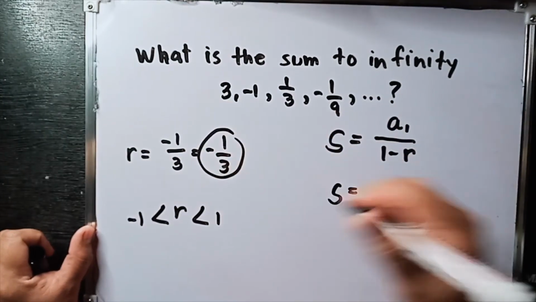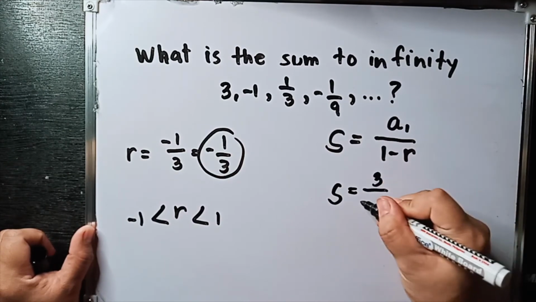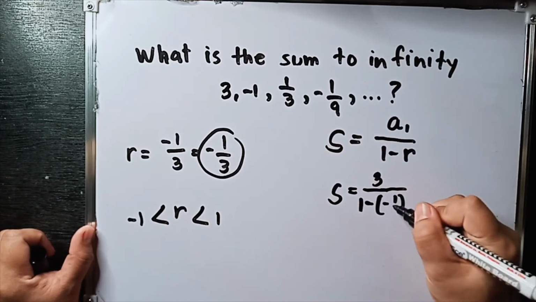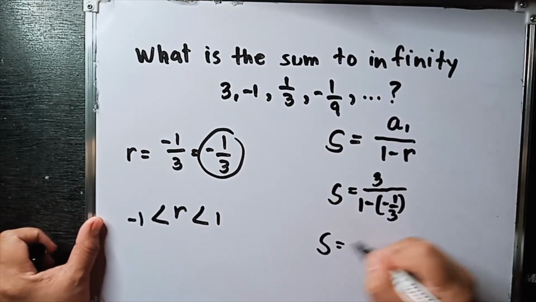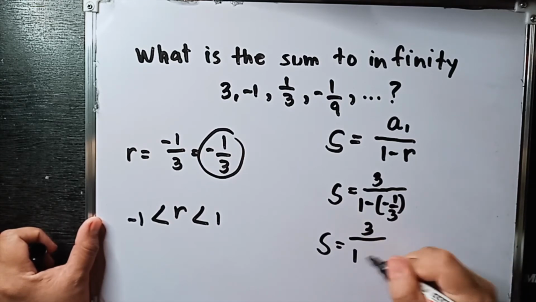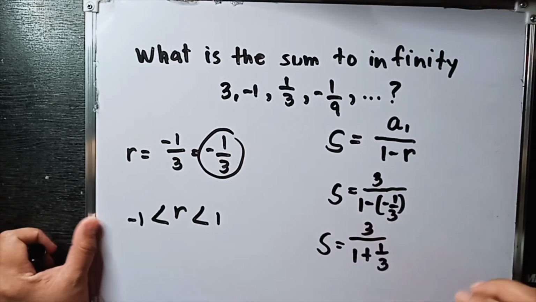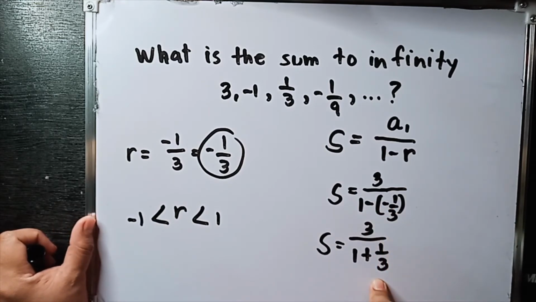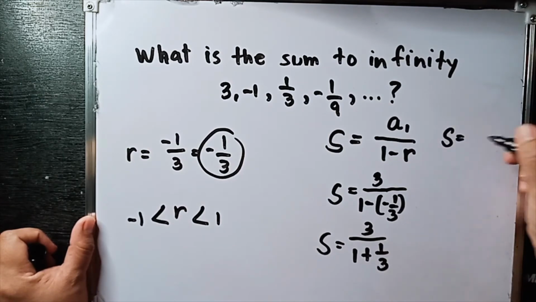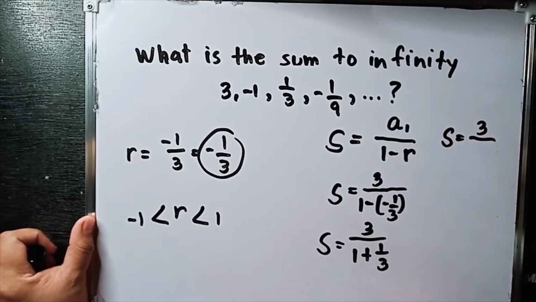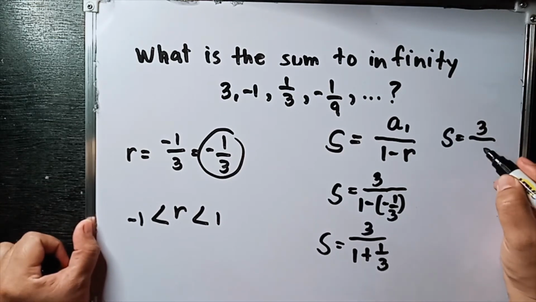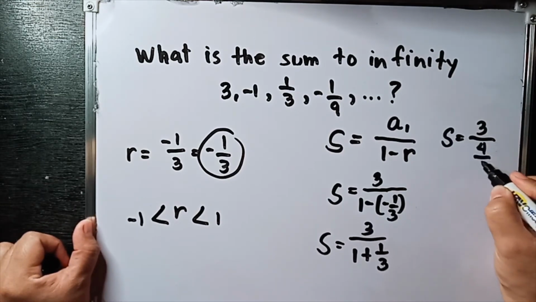Our first term is 3. 1 minus our R, or the common ratio, is -1/3. Then we simplify. We have 3 divided by 1 plus 1/3. Since we are going to get rid of this one, change the sign of the subtrahend, so we have 1/3. So S then is equal to 3 divided by, what is 1 plus 1/3? 1 plus 1/3 is 1 and 1/3, or simply in improper fraction, we have 4 over 3.